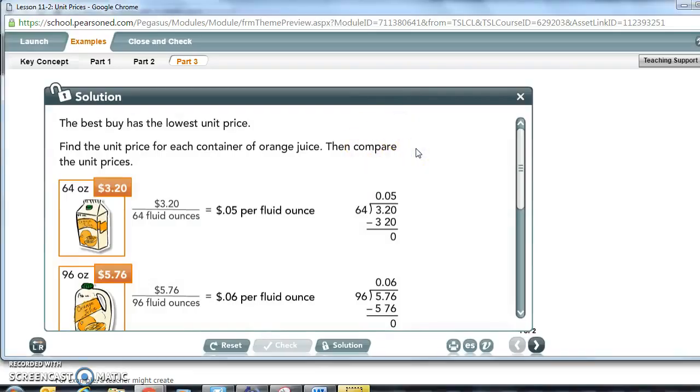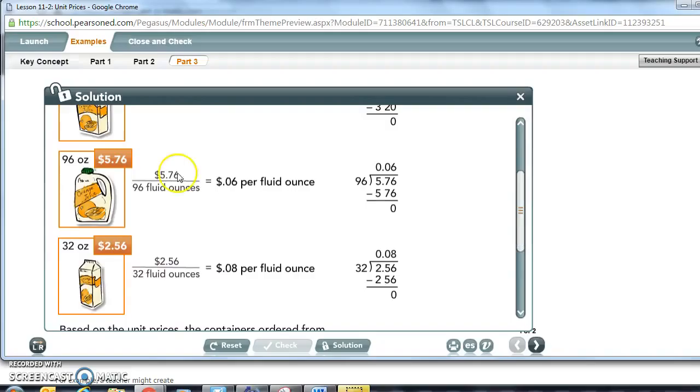So here's what we did. We found the unit price for each container of orange juice, then compared the prices. We found that this would be 5 cents per fluid ounce, would be your best buy. The 96 ounce one, the big jug, was 6 cents per fluid ounce. That's the second best buy. And the worst buy would be the 32 ounce because it came out to be 8 cents.